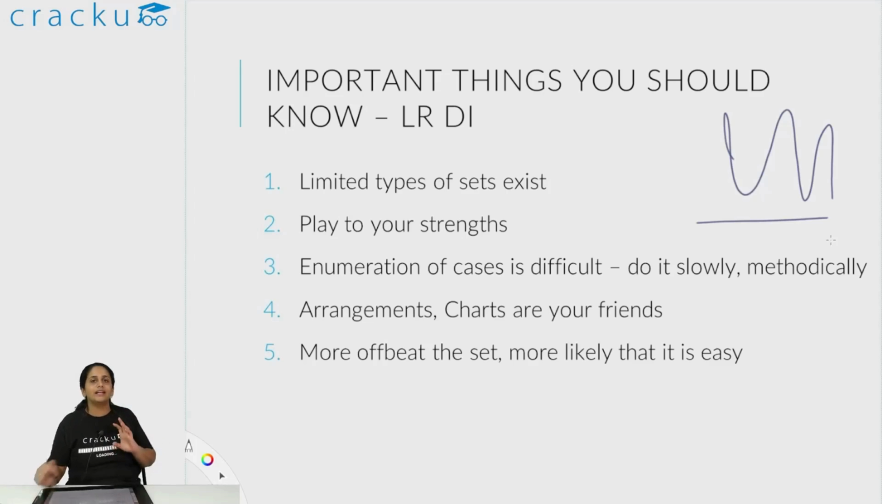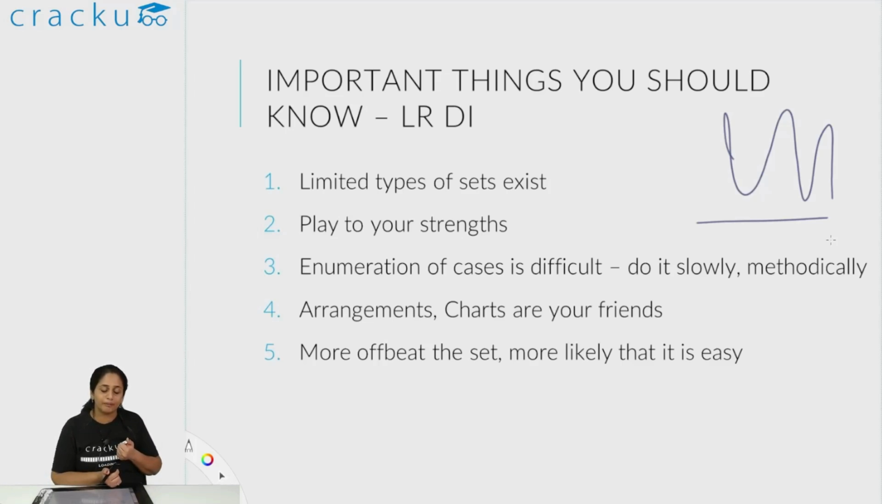Now, the thing I have realized over time that actually makes it feel less volatile, less risky, less prone to luck, is remembering that there are a limited number of sets. If you have joined Krako's video series, please take a look at the LRDI overview. I have made a list of all the LRDI sets that have come in CAT 2023, the basic concept behind each, in CAT 2022, in CAT 2021 and so on. So what is the idea behind that? I try to identify the type of the set.